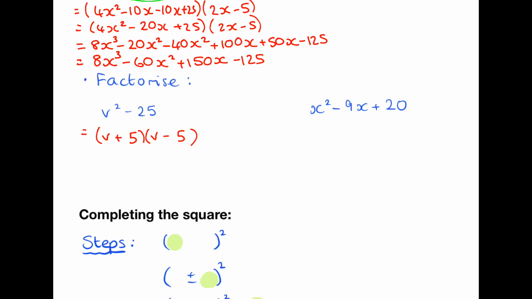Those of you that completed the assignment, it was really great to see most of you have totally got the hang of completing the square. I was really delighted to see that. Well done. Okay, that's that one done.